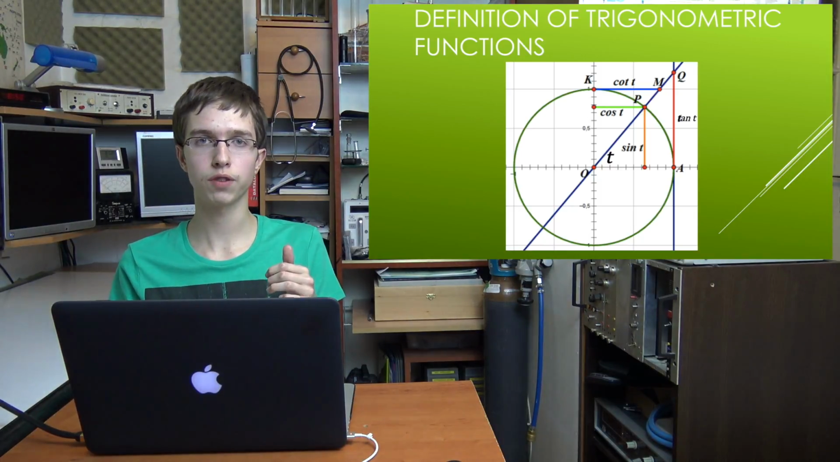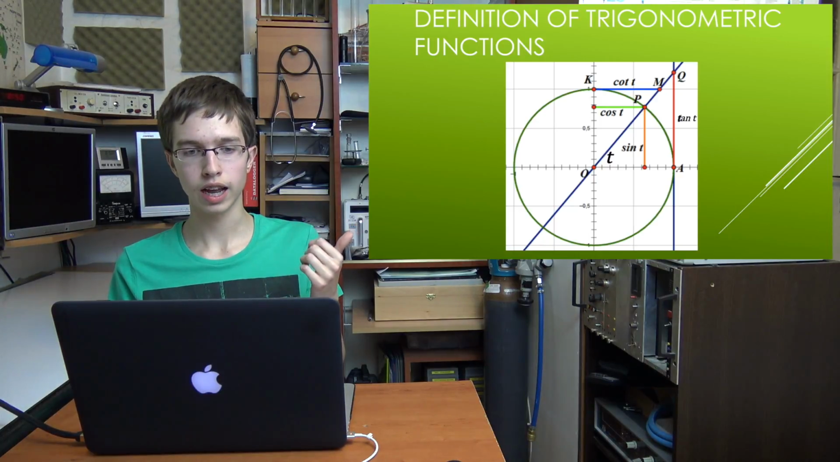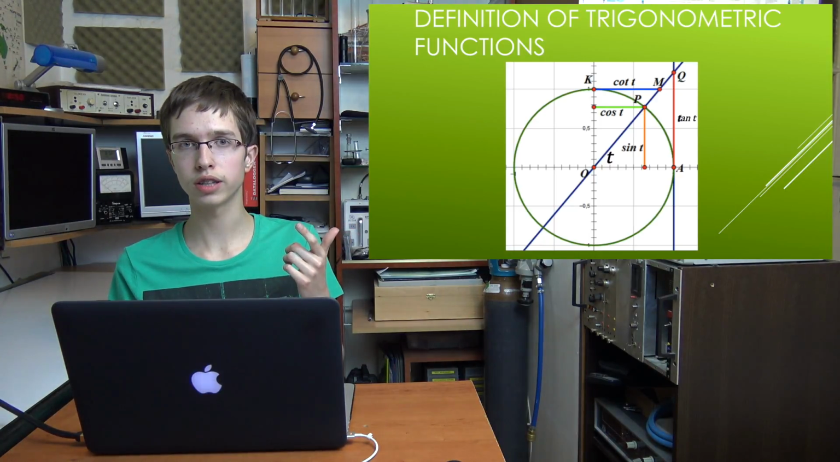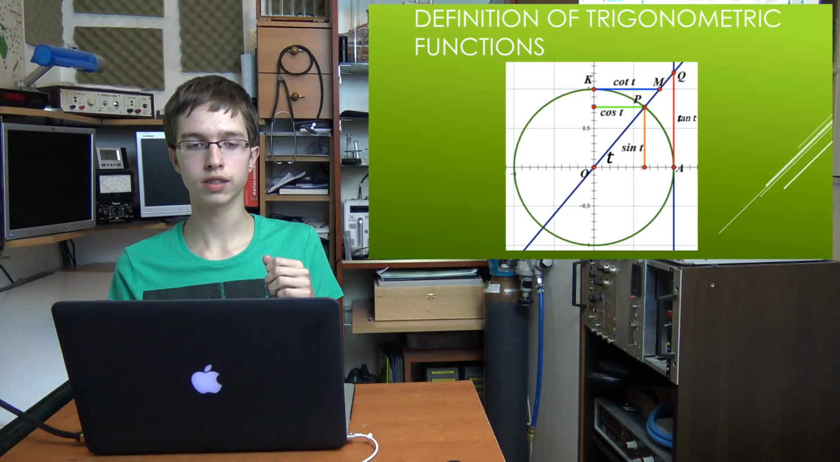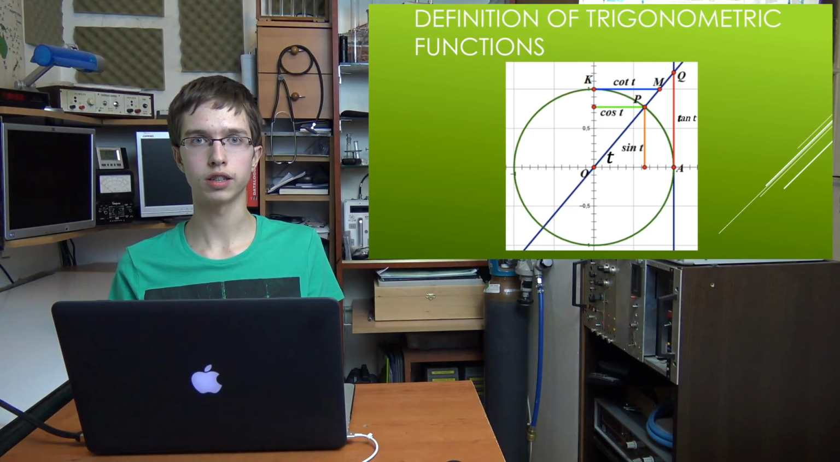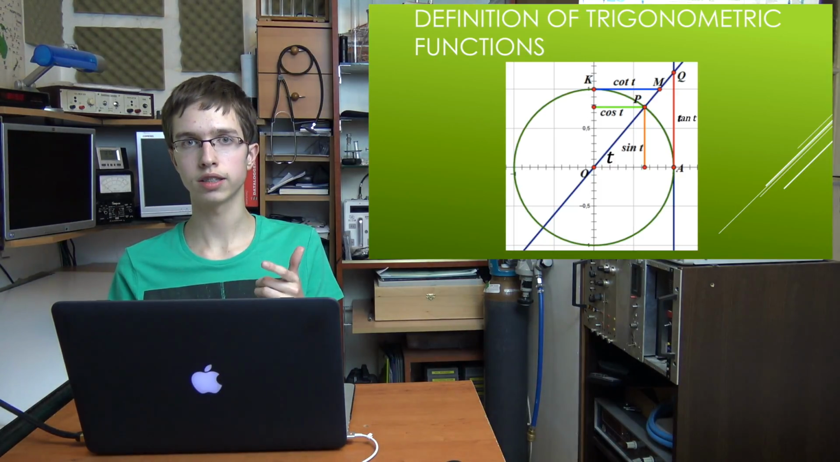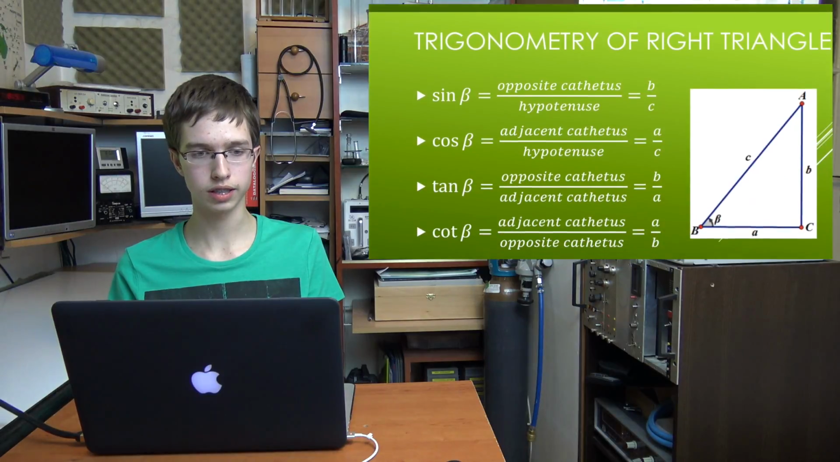If they were, for example, in the second quadrant, cosine would have a negative sign, and cotangent and tangent would also have a negative sign, but sine would be positive in the second quadrant. And we have also some situations for the third and fourth quadrant of the coordinate system.